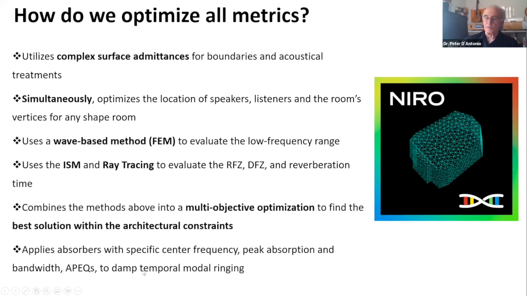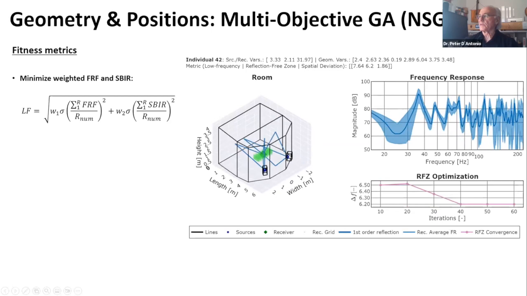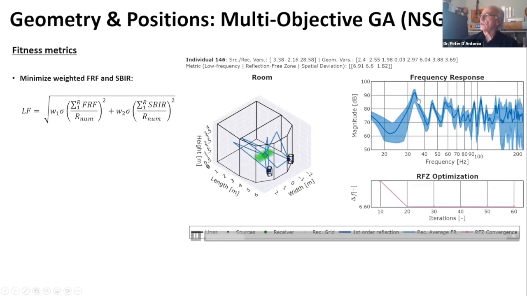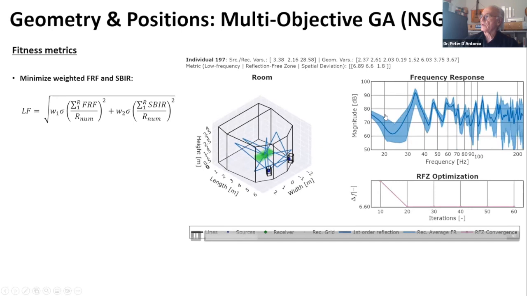So how do we do this? Well, we have three metrics. What you're seeing is what the program actually does. It varies the geometry of the room, and we monitor these low-order reflections so that the modal response is as flat as we can get it within various constraints.